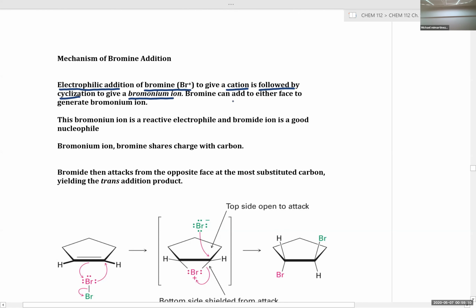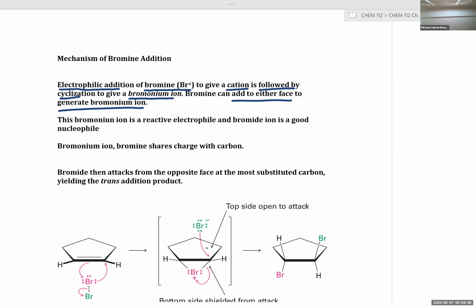Now, bromine can add to either face to generate a bromonium ion. This was quite the vexing problem if you wanted to get enantioselective bromination to occur, because this bromonium ion can actually pass its bromine to another alkene, and you can potentially obliterate any enantioselectivity. There's work in recent years by the Burns group, among others, to develop methods for enantioselective dibromination and halohydrin formation. It's really quite interesting work.